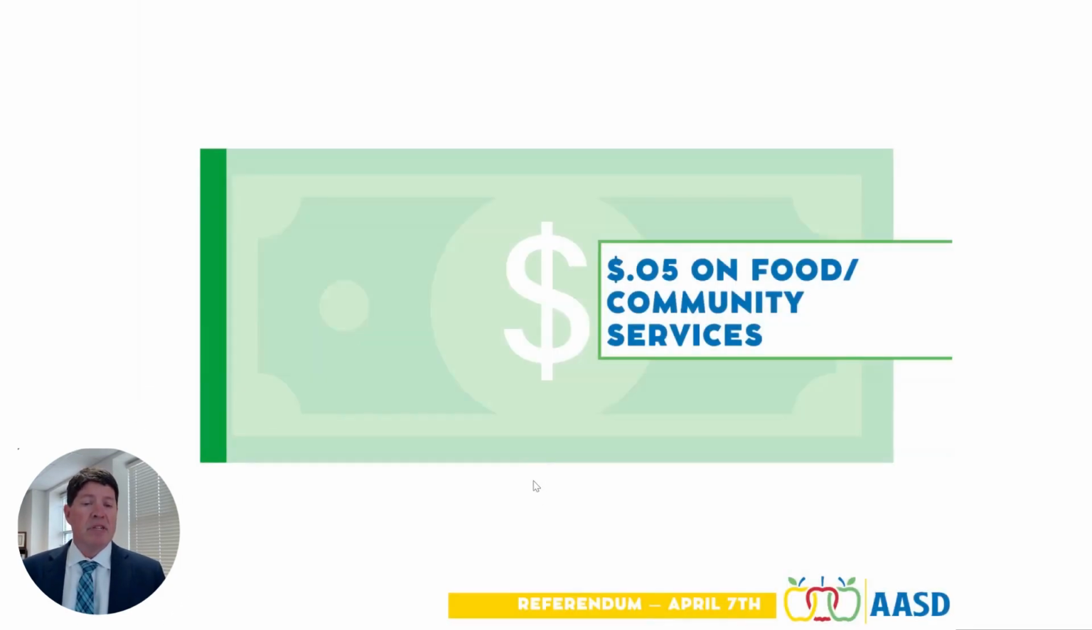Next is 5 cents out of the dollar on food, community services, primarily food. Here we're serving breakfast and lunch, and we do get reimbursed from the federal government for that, but obviously it has to be budgeted for.